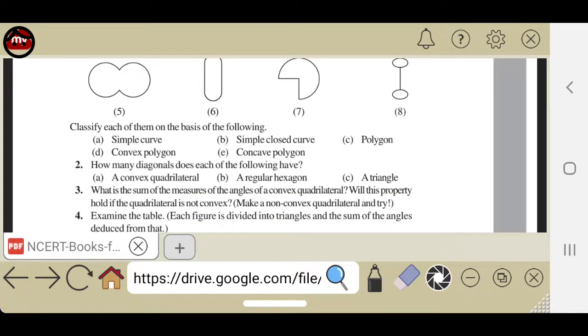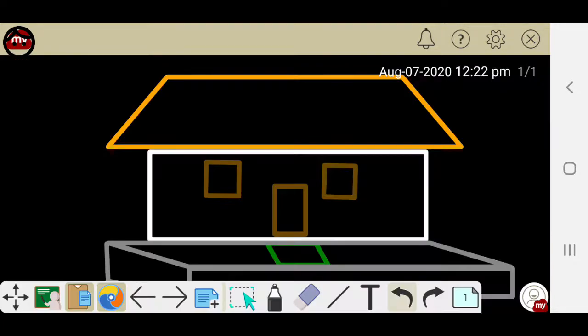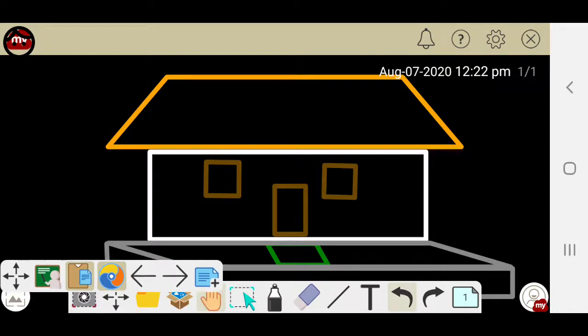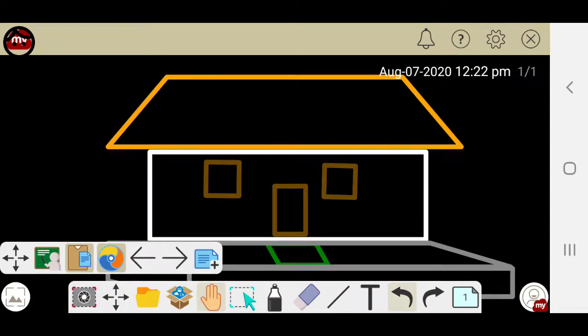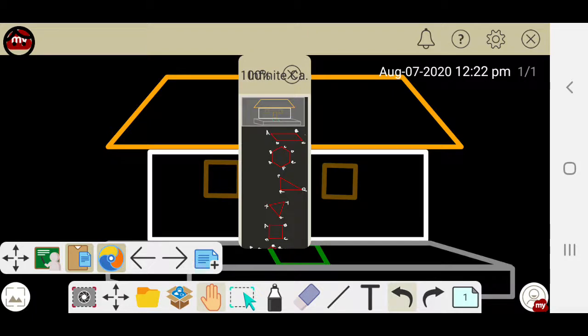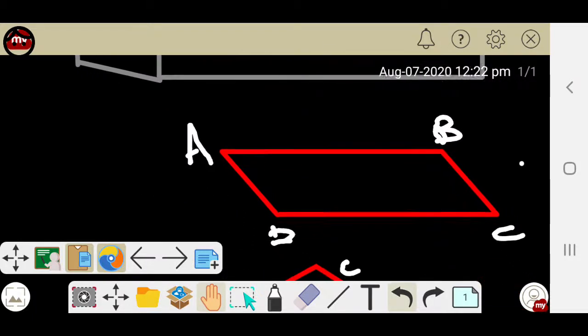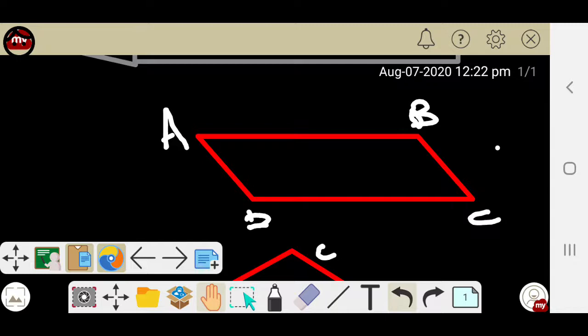Then the next question, how many diagonals does each of the following have? A convex quadrilateral, a regular hexagon and a triangle. First one, a convex quadrilateral. A convex quadrilateral means any quadrilateral, it may be a rectangle, square, parallelogram, any. So here this ABCD is a parallelogram and also it is a convex polygon. Then how many diagonals can we draw?